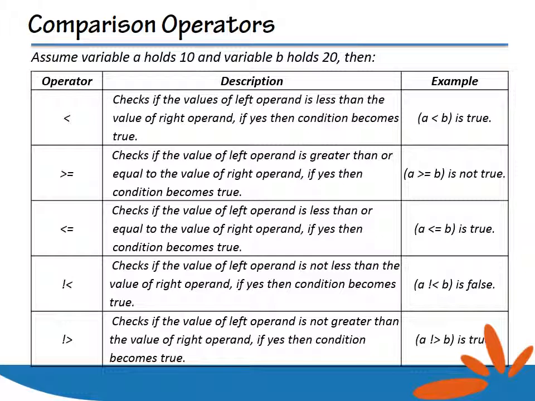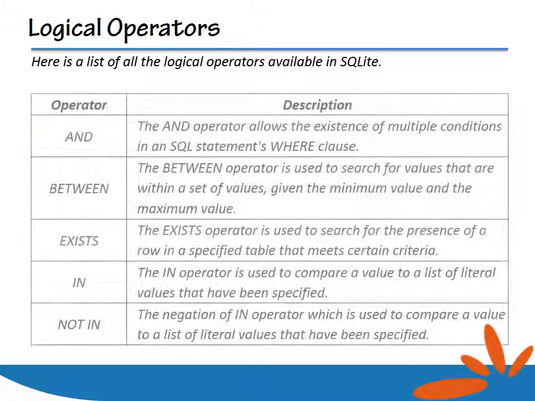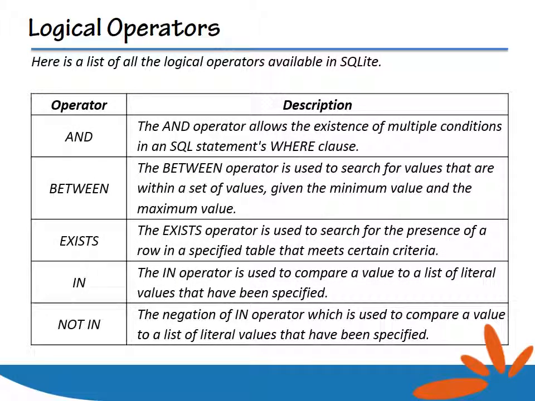In logical operators, here is the list that we can call. AND: the AND operator allows the existence of multiple conditions in an SQL statement's WHERE clause. It checks both the condition left and right. The next one is BETWEEN. The BETWEEN operator is used to search for values that are within a set of values, from the minimum to the maximum value.